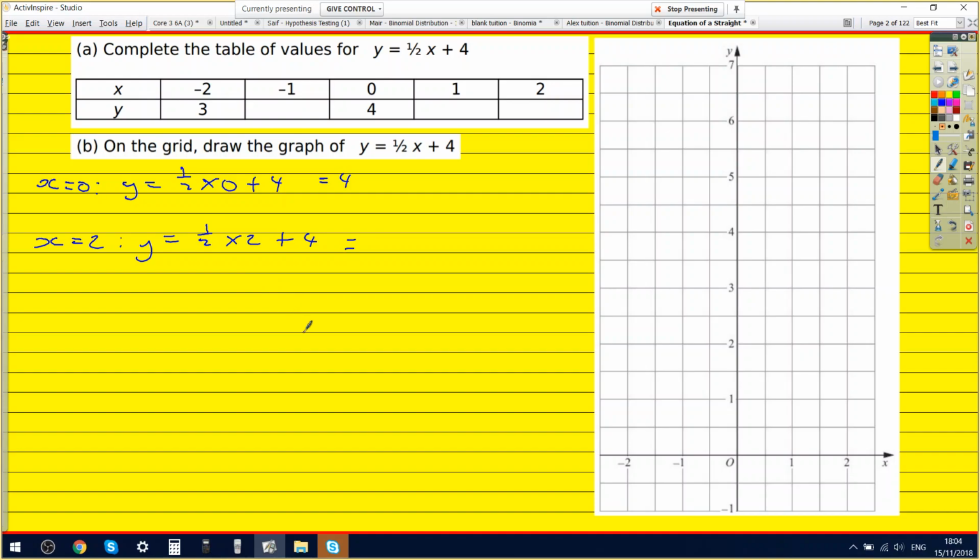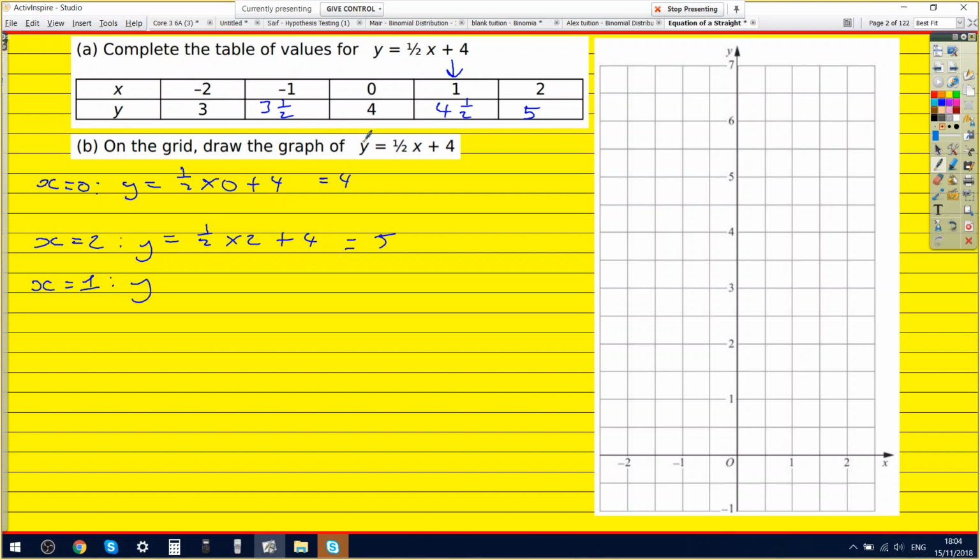Okay, a half times x. Sorry, a half times 2. 1. Plus 4. 5. And so 5 goes in the y box underneath the 2. Okay, how about 1? 4.5. Well done. And how about minus 1? 3.5. Well done. That's it. Okay, so there you've done part A, which is complete the table.